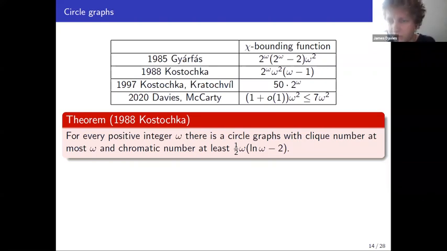But this turns out to not be the case. So you can get a superlinear lower bound. So in particular, you can find circle graphs with chromatic number about a half times ω log ω.